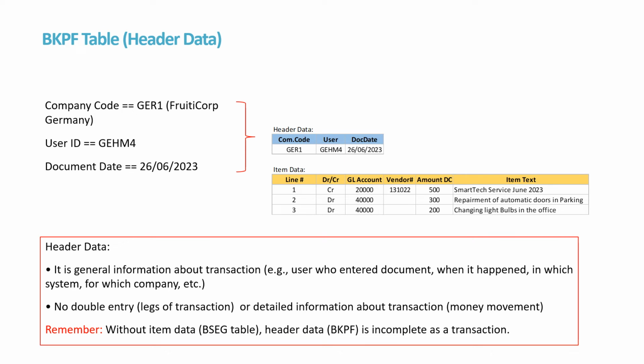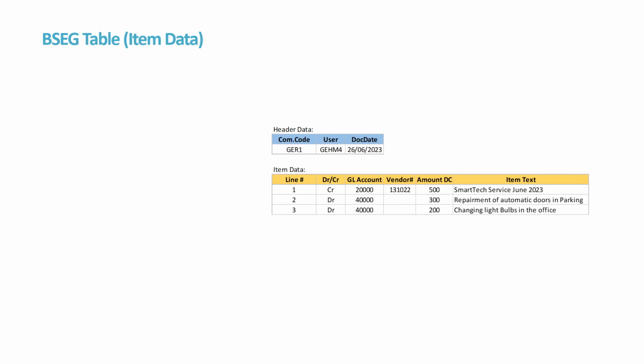As you see, header data stored in the BKPF table contains only general information. User who posted the transaction, when it was posted, in which system or company code, and etc. There is no information about double entry, like transaction code, amount, flow of money, debit credit, GL accounts, and so on. Therefore, without item data, header data is incomplete as a transaction.